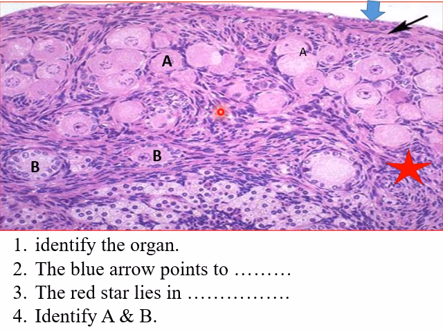Excuse me, here it's ovary. You can see here the germinal epithelium, the blue arrow. Under it is the tunica albuginea. A here is the primordial follicle and B is the unilaminar primary follicle. Okay. The red star is the stroma.